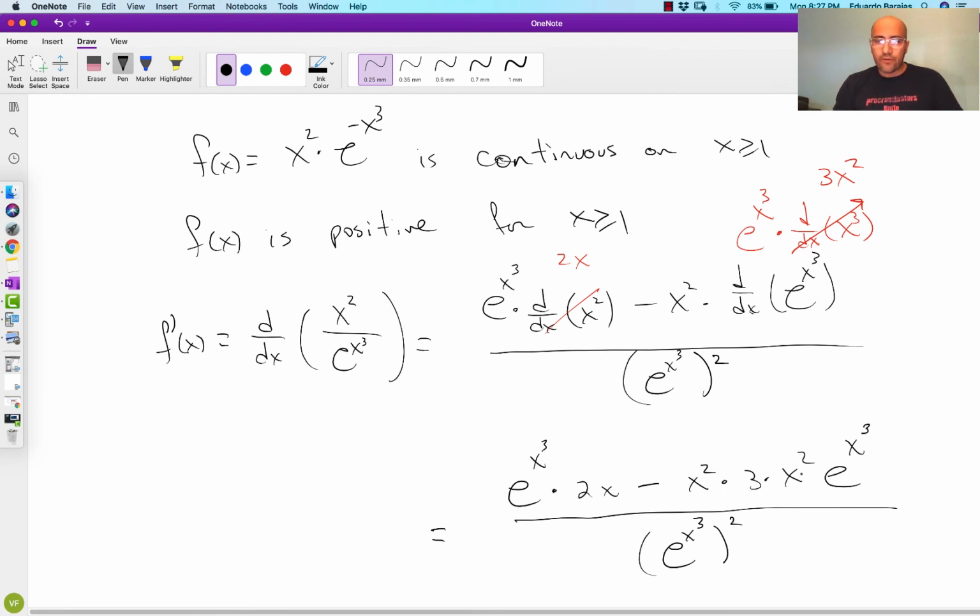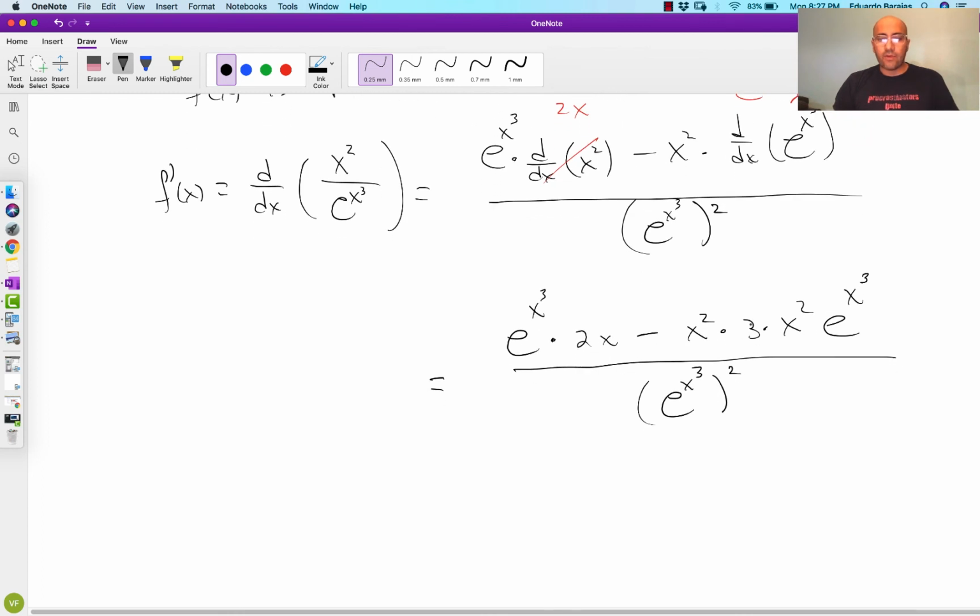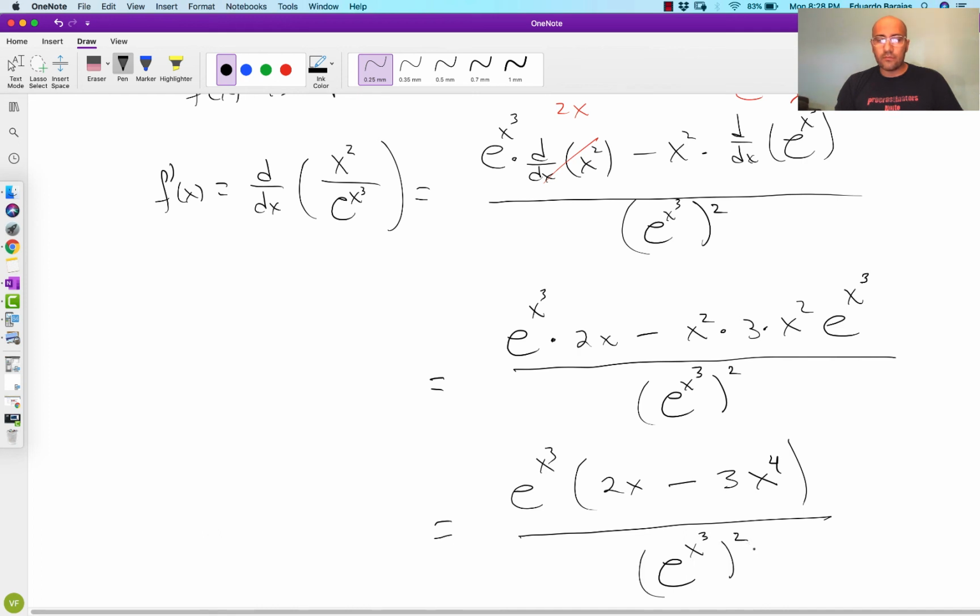Okay, so now we can further simplify this a little bit. These two are like terms, so we can combine them. And we can factor out a power of e to the x cubed from the numerator. E to the x cubed remains is 2x. These two combine to give me a e to the x cubed squared.